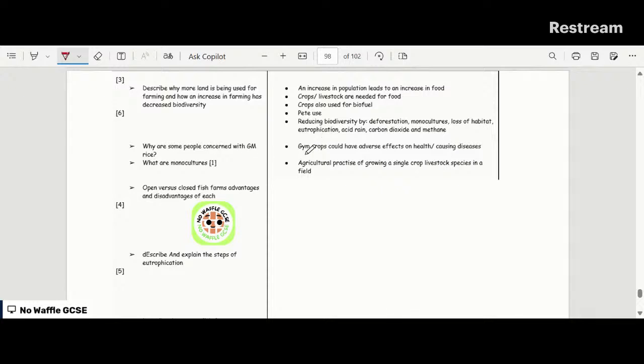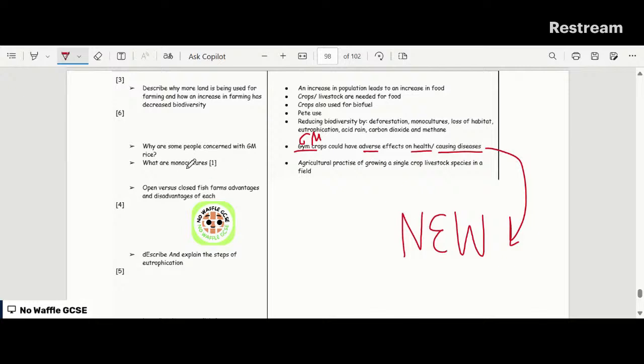So, GM crops could have adverse effects or hidden or unknown effects on health, causing diseases. Because remember, these things are relatively new, and because they're new, we don't know about the unprecedented dangers of having them. Exactly, well done, Tree. It may have harmful side effects in the long term. Health issues, well done, Ahana.